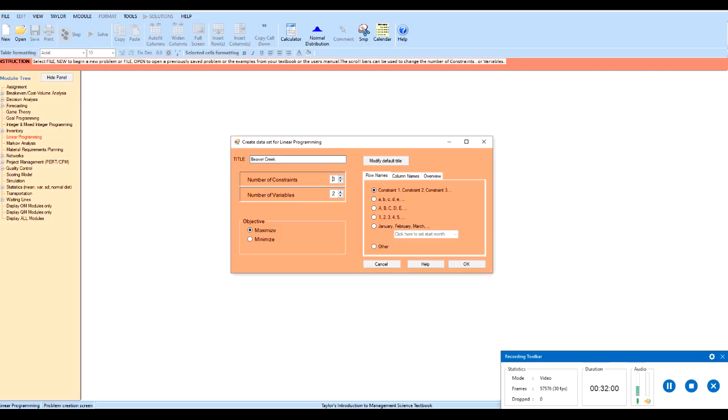If we had 3 constraints, we would change it here. If we had more variables, we would change it here. But in this situation, it's 2 and 2. We could do a minimization, but in this situation, it's a maximization. So this isn't overly important. This is just simply names. So we click OK.